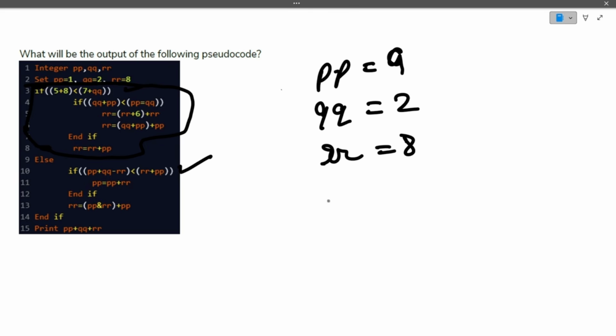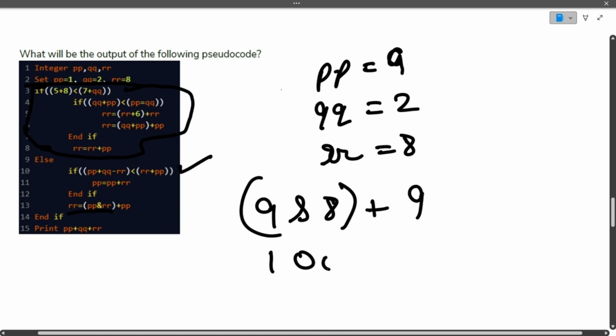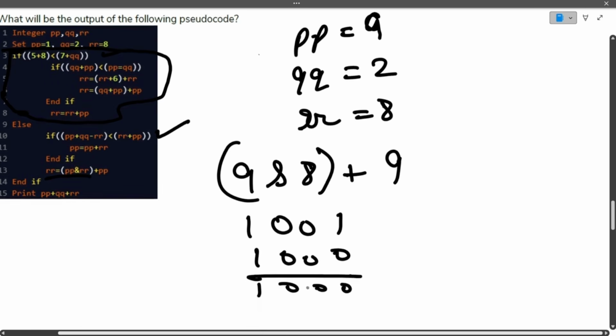So we have updated the value of pp now, and so this condition will run. So rr will now become pp, and so pp is now 9 and rr. So what is rr? 8. So 9 and 8 plus pp. So first pp is 9. So 9 and 8. So 1001. 8 is 1000. So we are performing AND operation 1000. Okay, so 9 and 8, AND operation is now 8 only. So 8 plus 9, what is 8 plus 9? It is 17.